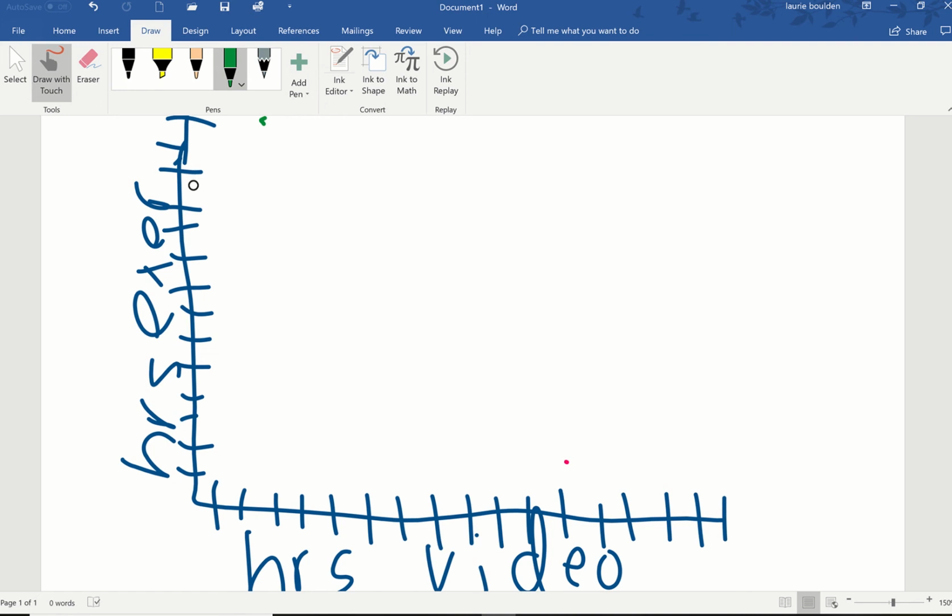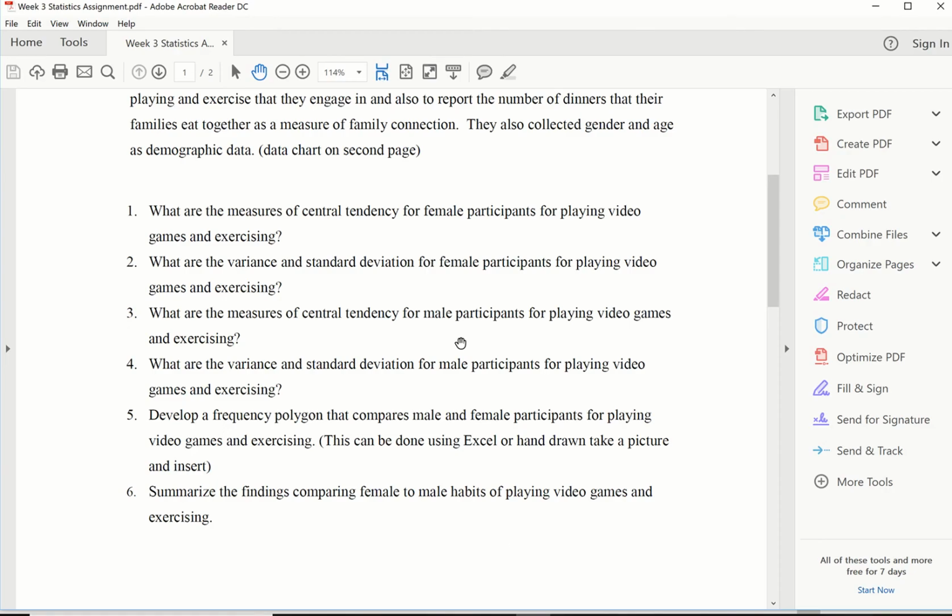Okay, and so then once you've done that, and you compare that with all your other mean, median, mode, variance, and standard deviation, then you get to summarize in question number 6. All right, so hopefully this will help you complete the assignment.